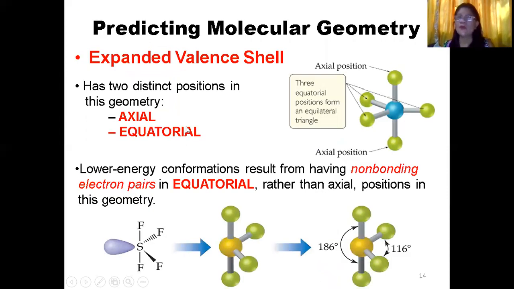So how are we going to predict now the molecular geometry? Always remember there are 2 distinct geometry. That is the axial, katong pataas, na axial kani-kani. Kana, that's axial. Kana, that is axial. Kana o kana, that's axial. Sa taas ra. Then, equatorial, that's equator.